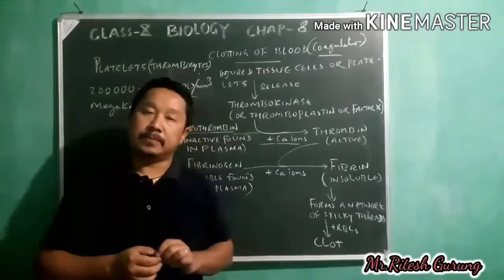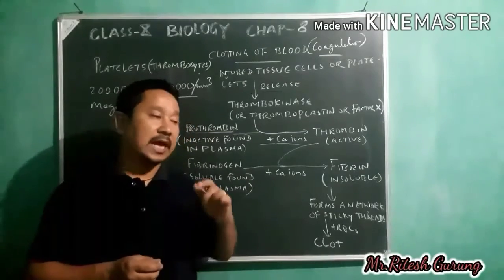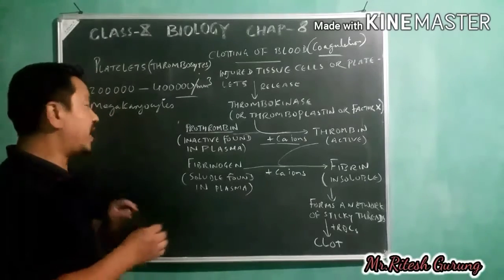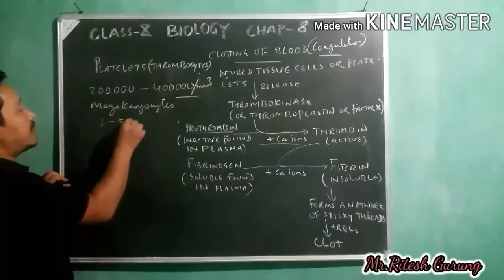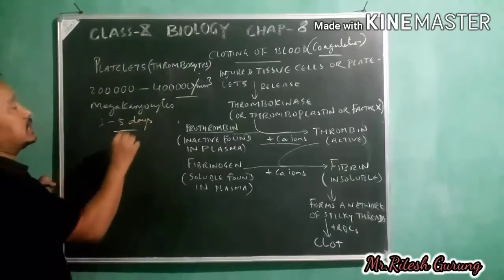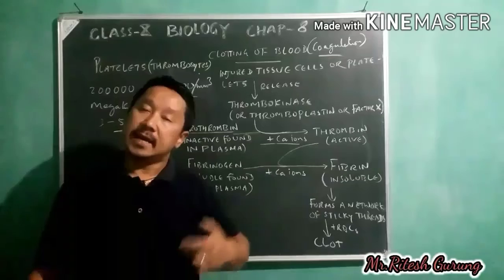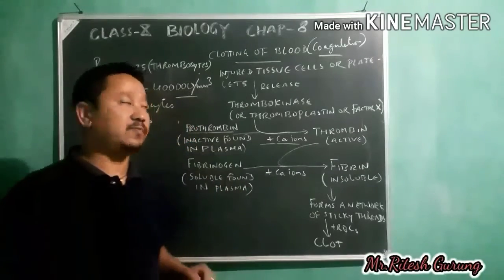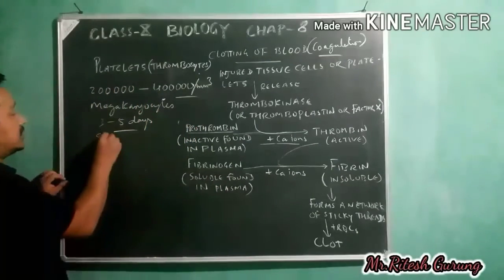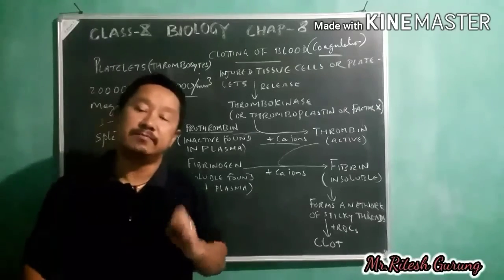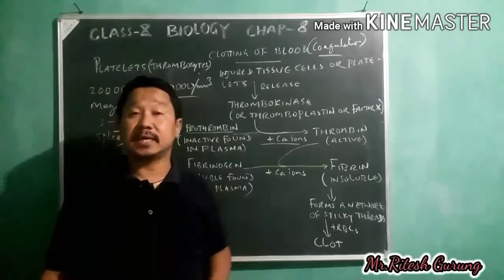The lifespan of platelets is about 3 to 5 days only. That means platelets survive for 3 to 5 days only. They are destroyed in the spleen. Spleen is a part of the lymphatic system, so there they get destroyed.